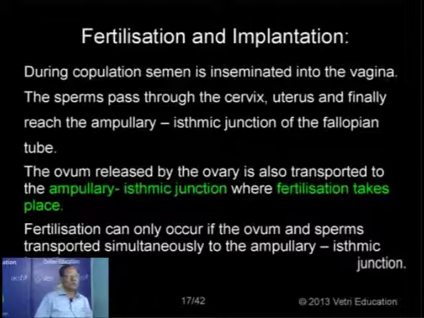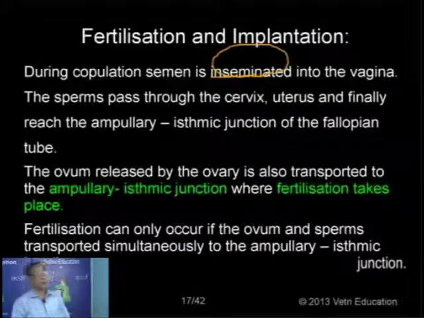The first event before the fertilization process is insemination. That is the transfer of the sperms from the body of the male into the body of the female. During copulation, this is what we call the natural insemination process. The sperms are inseminated into the vagina, the birth canal, the copulative canal, and from there the sperms are transported to the cervix, the mouth of the uterus, then finally the fallopian tube.